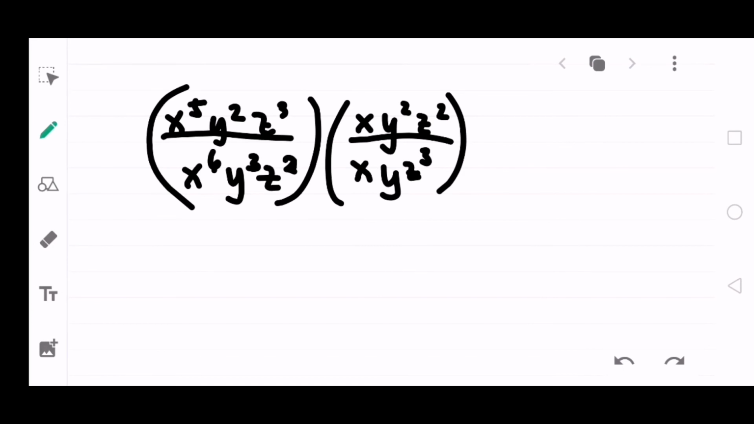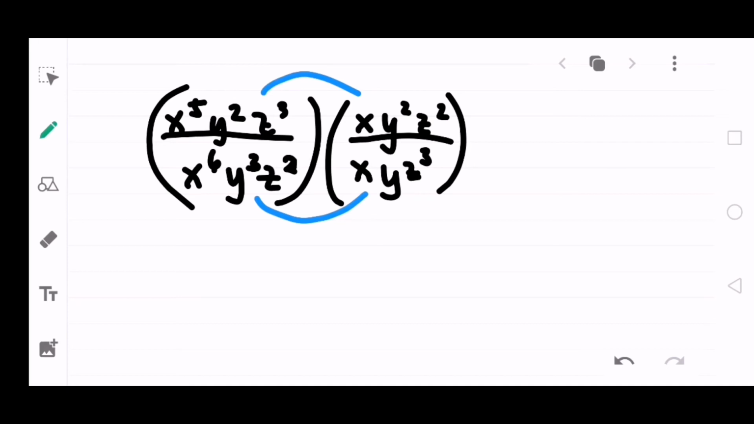Now, let's try to apply what we have learned about the quotient rule and the product rule through this example. Now, you have two ways to answer this. You can do the product rule or the quotient rule first. So, if you wish to do the quotient rule first, you need to simplify each expression first. But if you prefer the product rule, you can multiply the numerator to numerator and denominator to denominator. Now, let's try to use the product rule first.